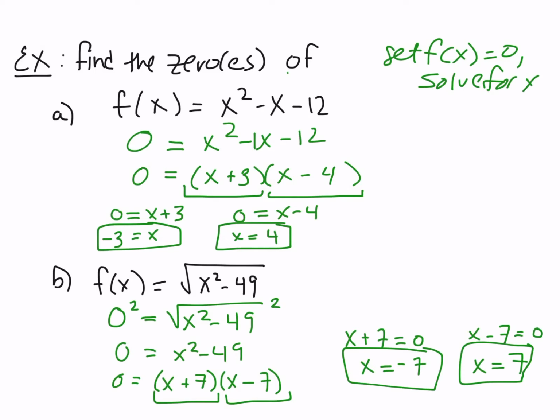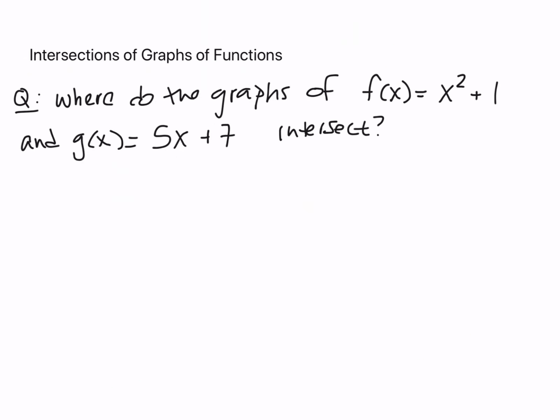Okay. Other things that might be of use to us when we're looking at graphs of functions are the intersections of the graphs of two different functions. So let's say we wanted to figure out where the graphs of the functions f of x equals x squared plus 1, and g of x equals 5x plus 7, intersect. Where do they cross each other?